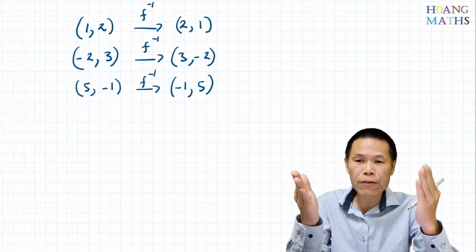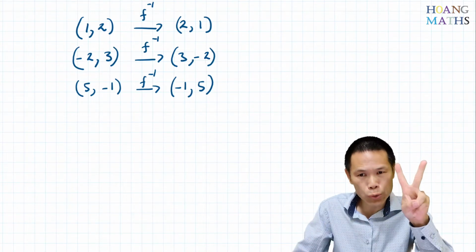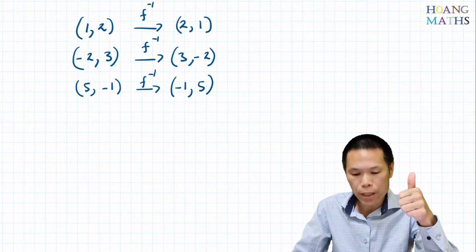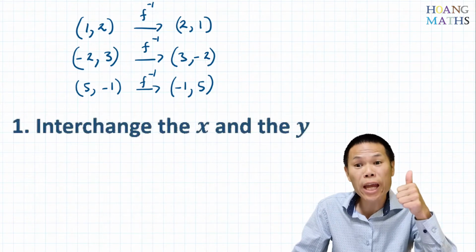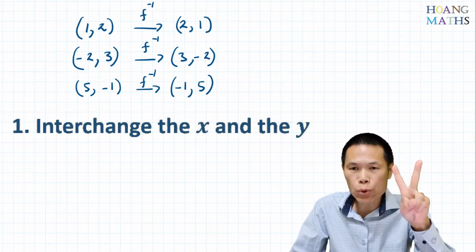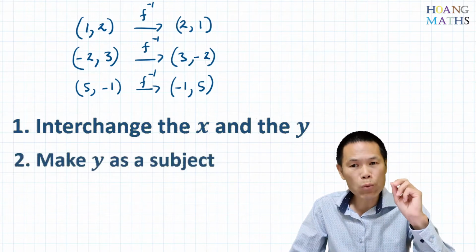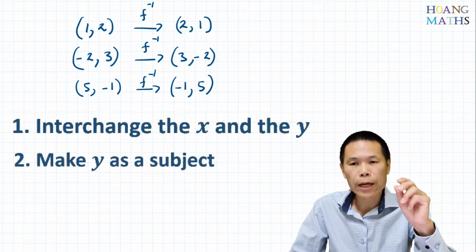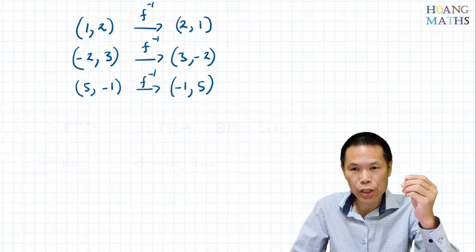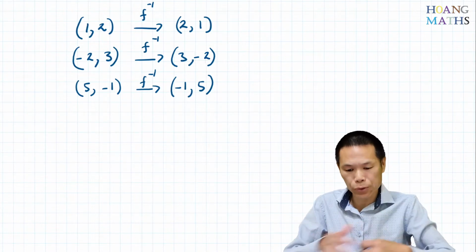To find the inverse function, we need to do two steps. Step number 1 is we need to interchange x and y. Step number 2, we need to make y the subject. And that will be your inverse function. So let's do a couple of examples.